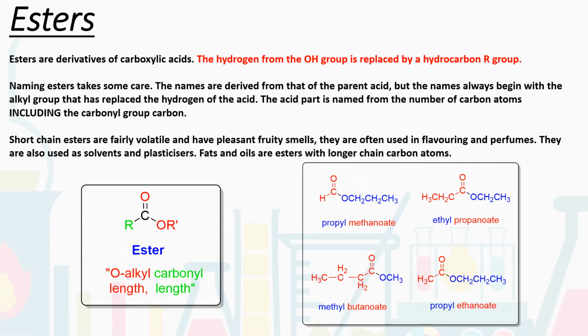Now the short chain esters, because they're much shorter chains, they have much lower Mr values, they're fairly volatile and they have fairly pleasant fruity smells. So they're often used in flavouring and in perfumes. They can also be used as solvents and plasticizers. And we might hear the terms fats and oils, and these are esters with much longer chain carbon groups.